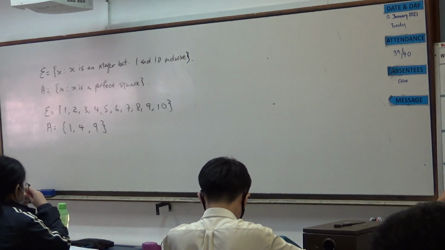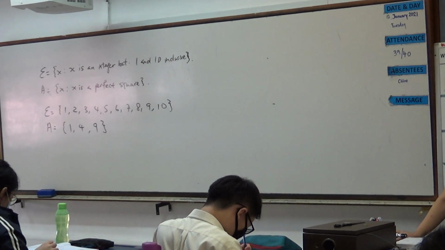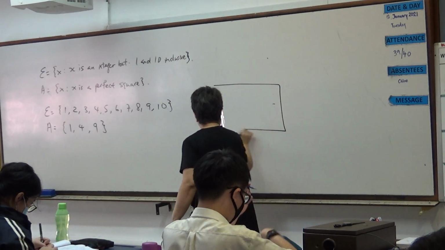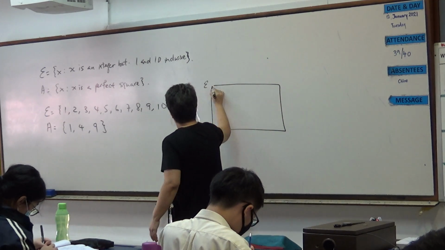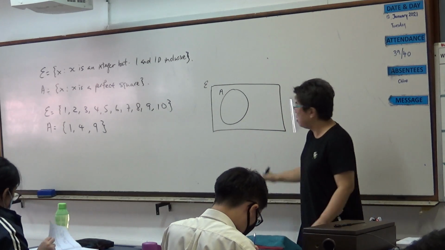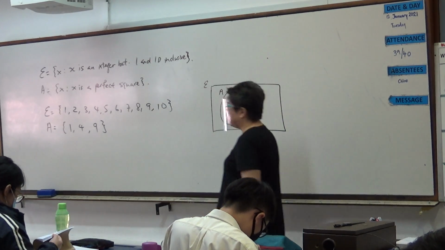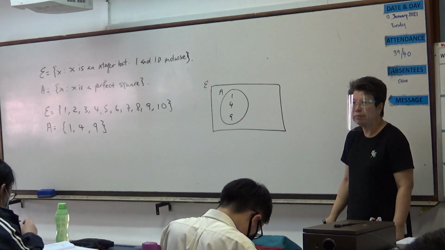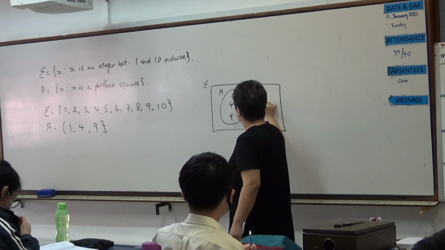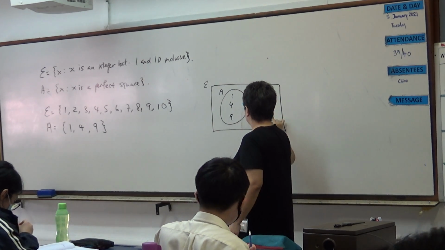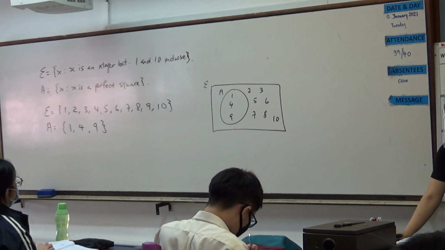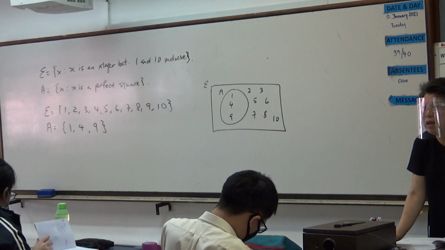What do they say? Draw a Venn diagram to represent the sets universal and A. Okay, I'm supposed to draw a Venn diagram to indicate this. Now all of you look up. This is the universal set. This is set A. Alright? Usually I will put the elements that are in A first: 1, 4, 9. Okay? Now what else is there? 2, 3, 5, 6, 7, 8, and 10, right? Alright, now this will be the Venn diagram that represents the sets universal and A.